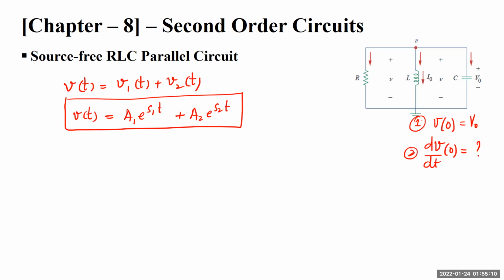So here what we have seen is how we solve a source-free parallel RLC circuit, and how the voltage response is a linear superposition or linear combination of the two solutions which come out from solving the second order differential equation. So in our next part, we will be solving some of the examples from this section.